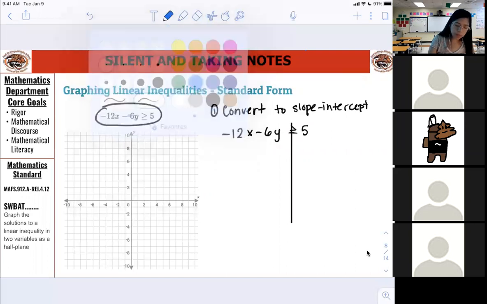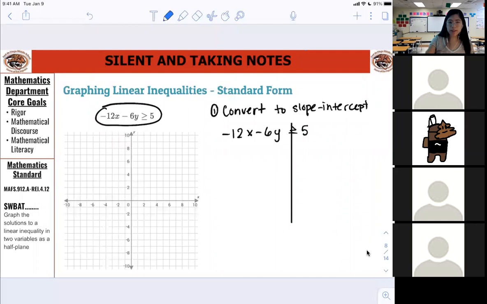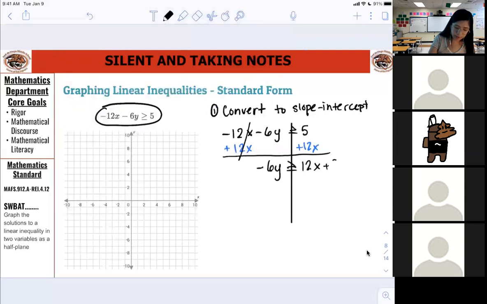Add 12x. Good, that 12x has to go away, but we're not going to subtract it this time. Why are we adding? Because it was negative. So we need to do the opposite, which is add. So now I have negative 6y is greater than or equal to 12x plus 5. What's my second step?